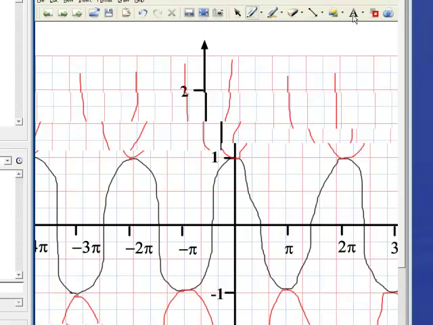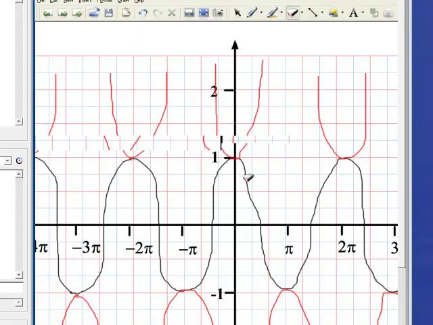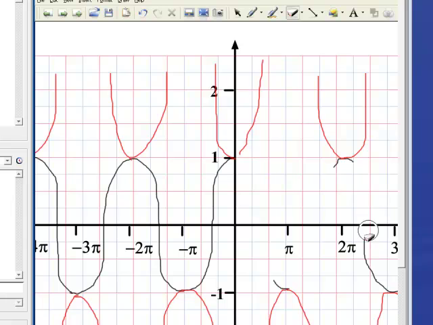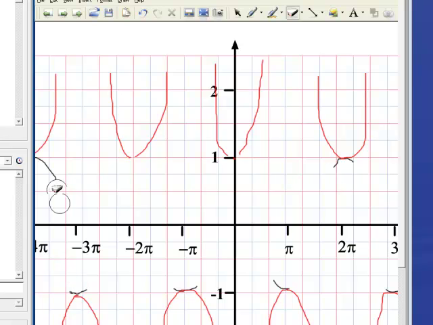Now I could take the eraser here, and because I had copied this here, I could get rid of the cosine itself. Yeah, it's kind of just playing around. There we go. So that's the cosecant. I'm sorry, that's the secant. The cosecant actually looks kind of similar. It would be just shifted a little bit over.